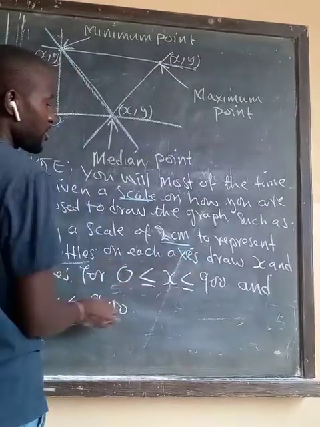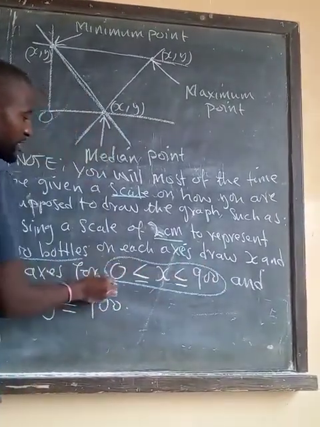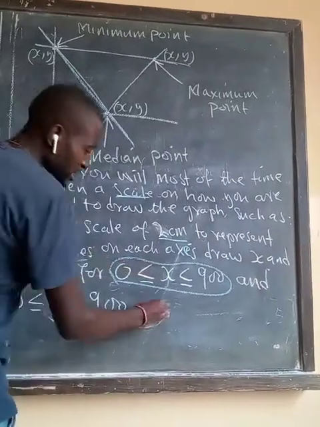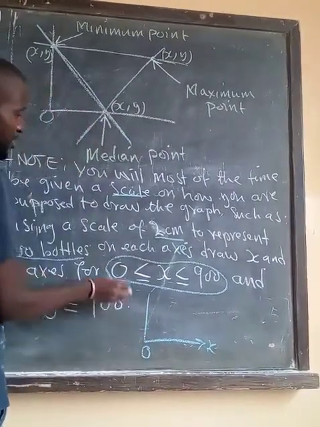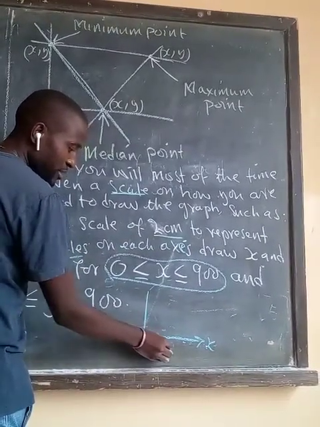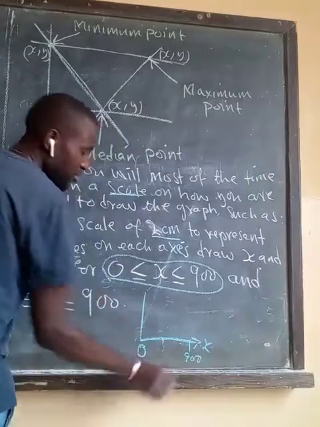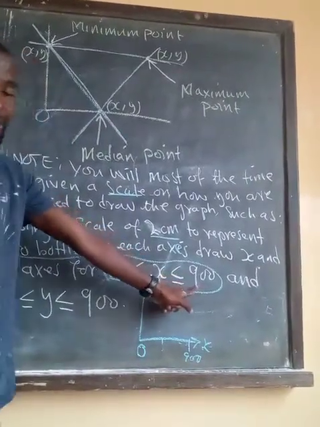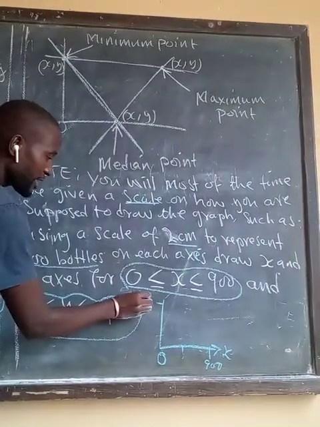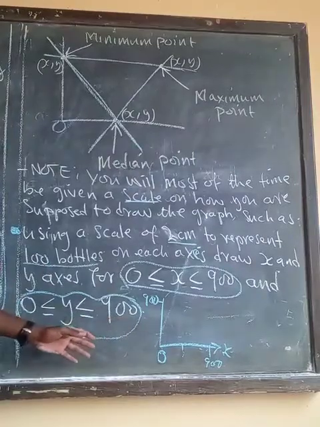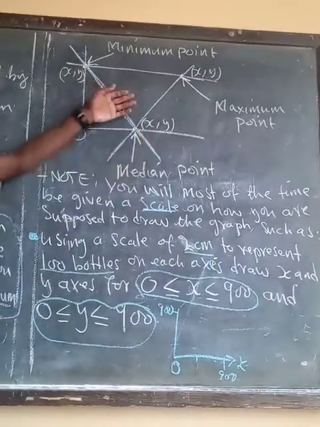On each axis, draw the X and Y axis. This part is very important because this is the range. On the X axis, this side here, I'm going to draw numbers from 0 using a scale of 2 centimeters. So from here to there it is 2, and from there to here it is 2, until I reach 900. The last digit should be 900, you shouldn't exceed it. The same applies on the Y axis. They have also told you to start from 0 until you reach the far end, which is 900. Once you do this, you will find it easy to draw the graph. But if you do it your own way, you will have problems drawing the graph.